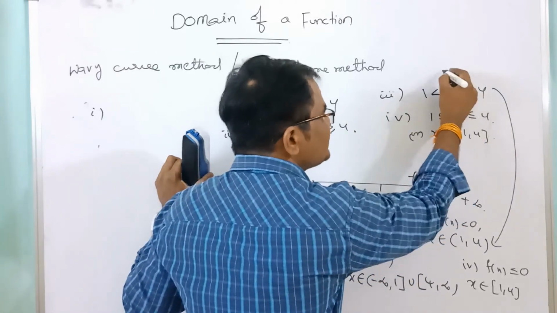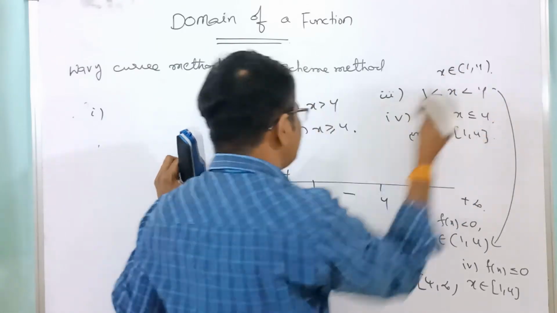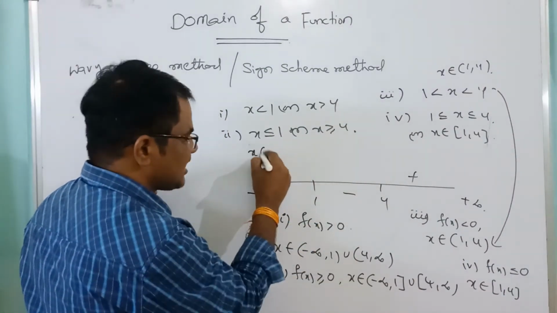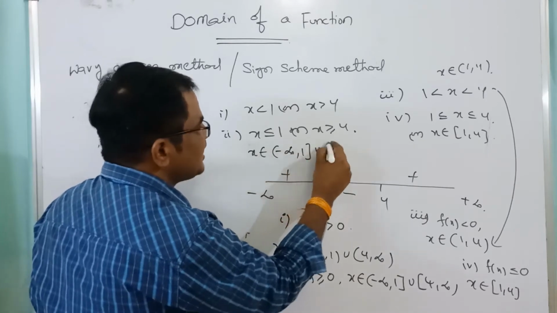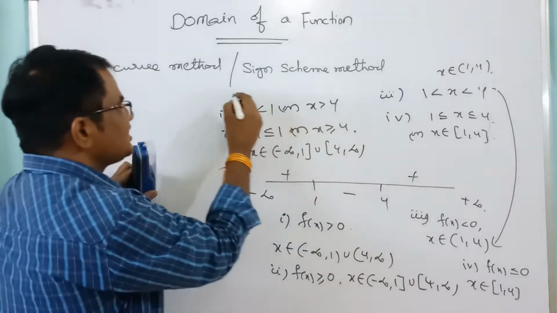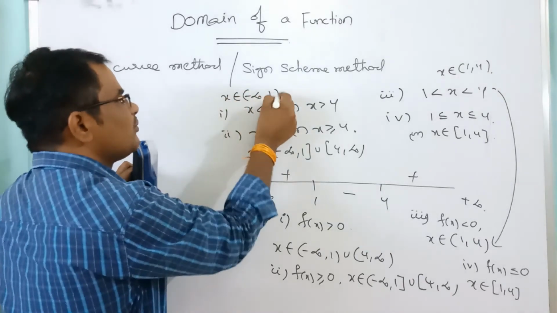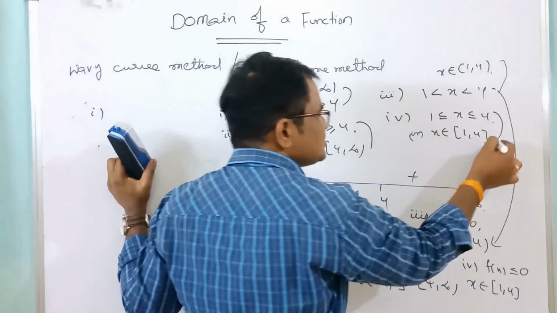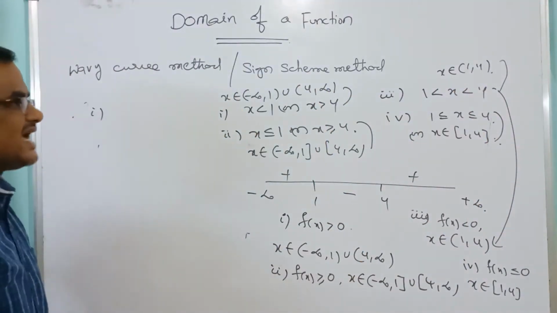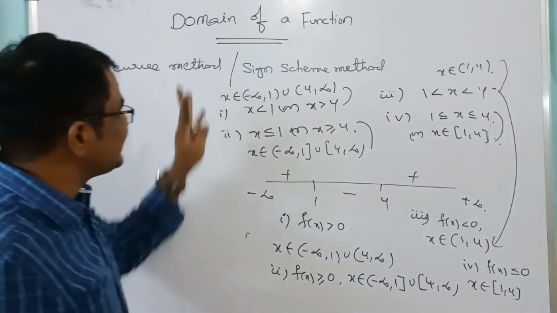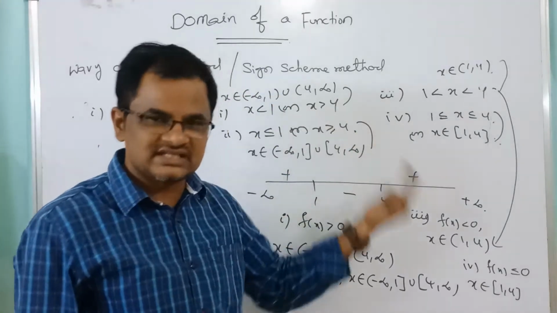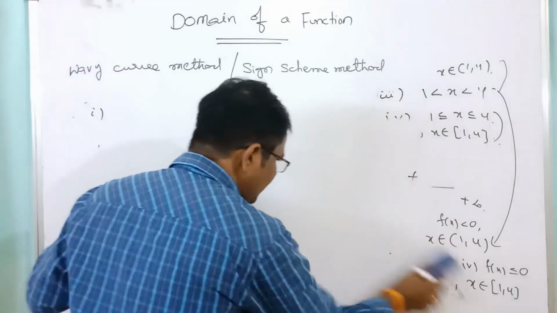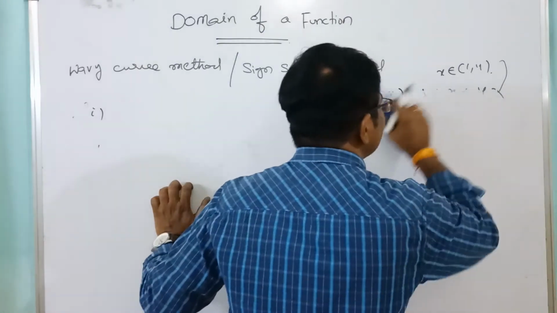1 less than x less than 4 is nothing but x belongs to open interval 1 comma 4. And x less than or equal to 1, x greater than or equal to 4 is nothing but x belongs to minus infinity to 1 union 4 to infinity. These two are the same, and these two also are the same. Like this, by using the sign scheme method, we have to find when the function is greater than 0, less than 0, less than or equal to 0, greater than or equal to 0. Now take one more problem on this.